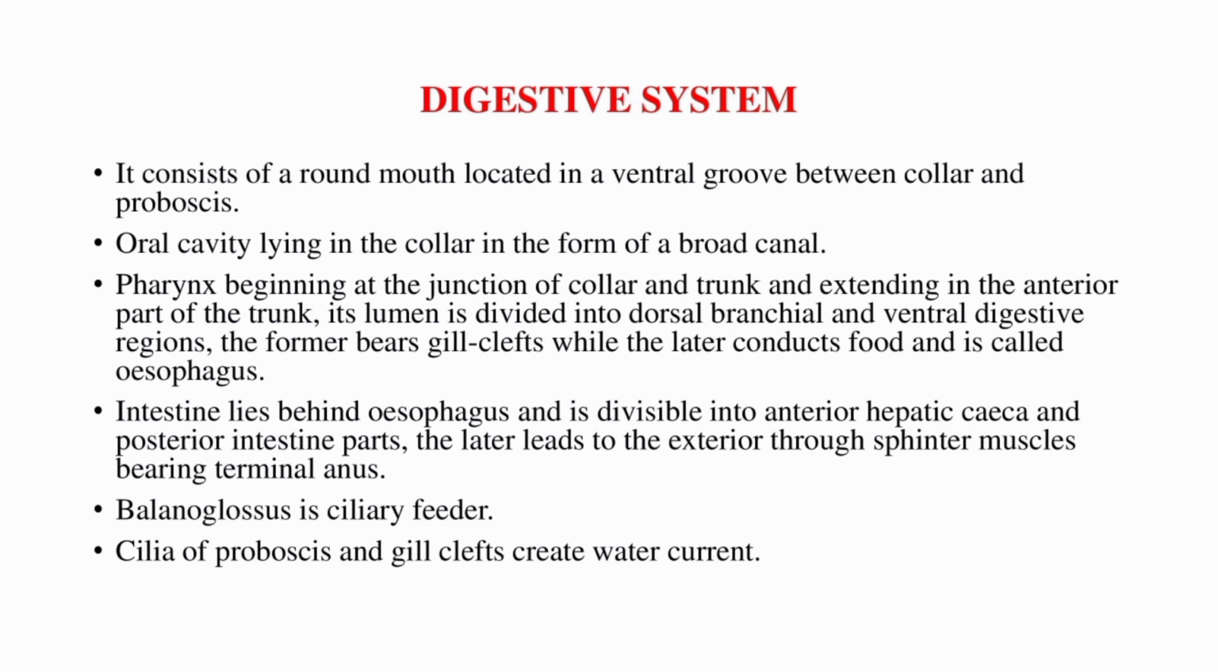The branchial chamber bears gill clefts, while the latter, that is the digestive chamber, conducts food and is called the esophagus. Intestine lies behind the esophagus and is divisible into anterior hepatic ceca and posterior intestine parts. The latter leads to the exterior through sphincter muscles bearing terminal anus. Balanoglossus is a ciliary feeder. Cilia of proboscis and gill clefts create water current.